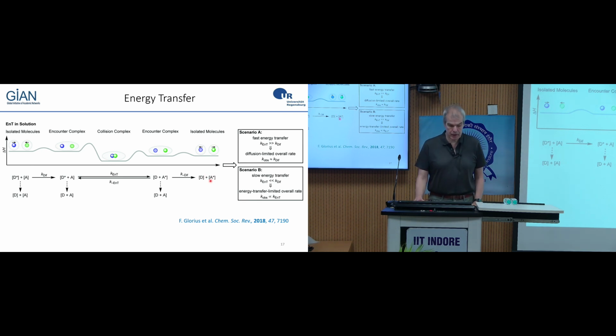And so typically the model which is being used is you have the isolated molecules, they come close to each other, they have a collision complex, exchange the spins, and then they might diffuse apart again, and you have done the energy transfer in this scenario.